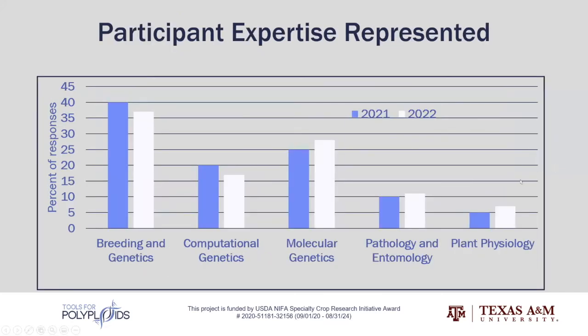A wide range of expertise. As you would expect, a lot of people in the breeding and genetics sphere, but we have a lot of computational geneticists, statisticians, molecular geneticists, and of course, people in plant pathology, entomology, and plant physiology. Again, all these people are working with breeding programs to make things go quicker and better.